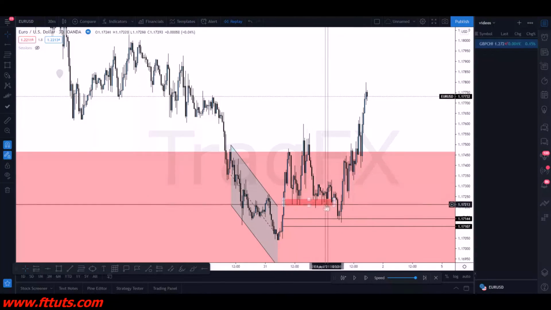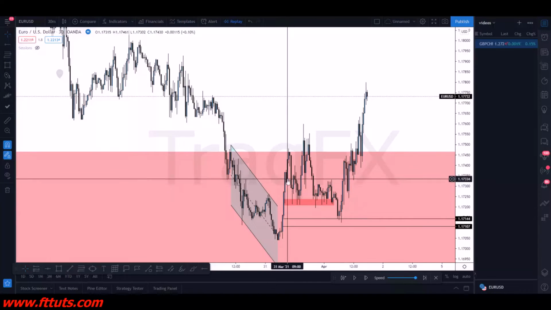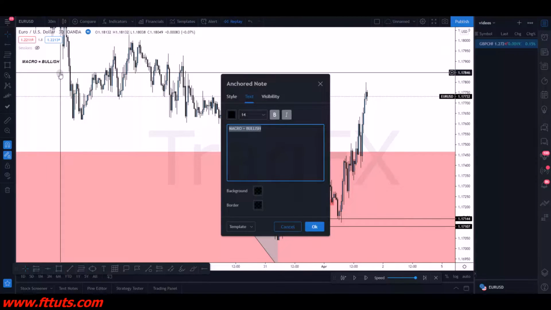Now what were our confirmations for this trade? Well, one, we broke structure, so now the micro is bullish as well. Now I'm going to write that down. Micro equals bullish.